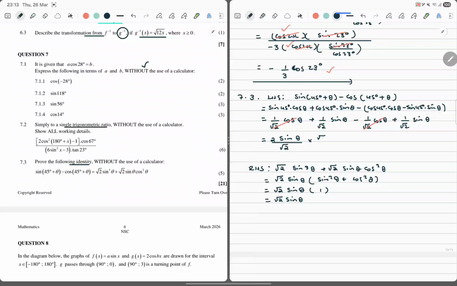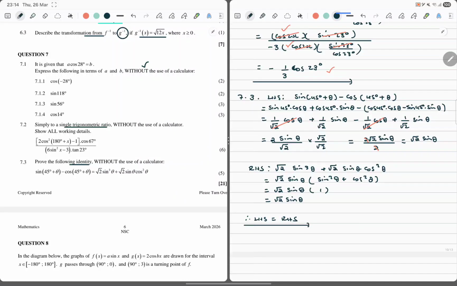So this means we can rationalize here. And what do we end up with? We end up with 2 root 2 sine theta divided by 2. And the 2 takes the 2, which ends up as, okay, it's going to be a bit ugly. Let me just commit to this. Root 2 sine theta. Now we can see that essentially the left hand side is equal to the right hand side.